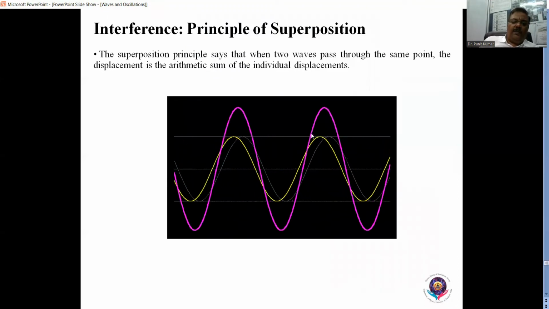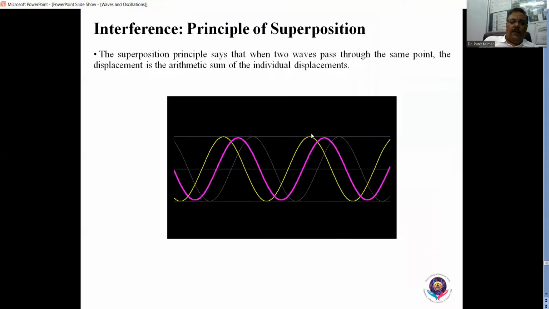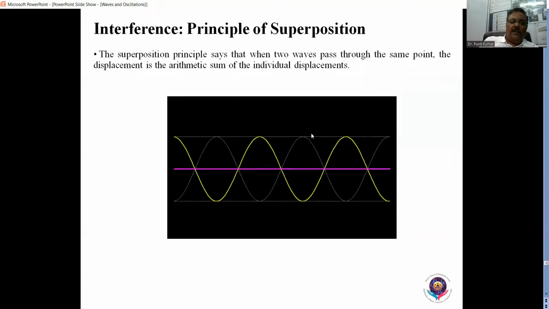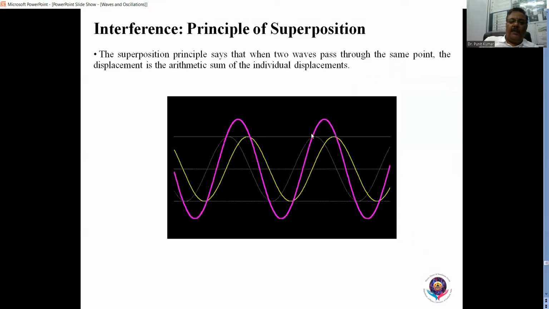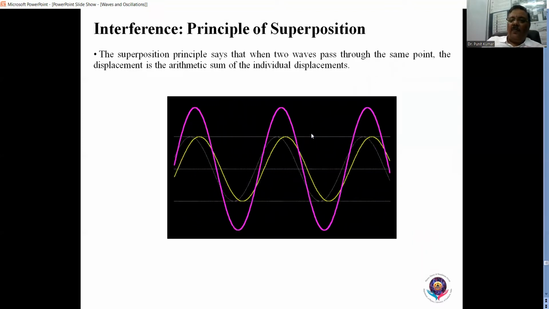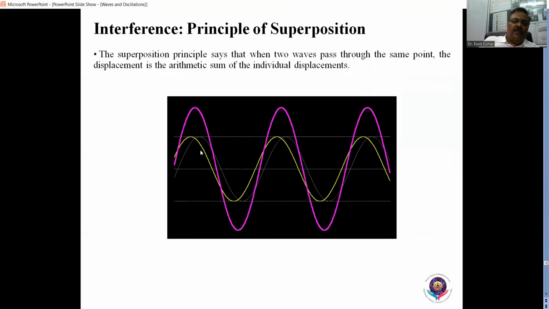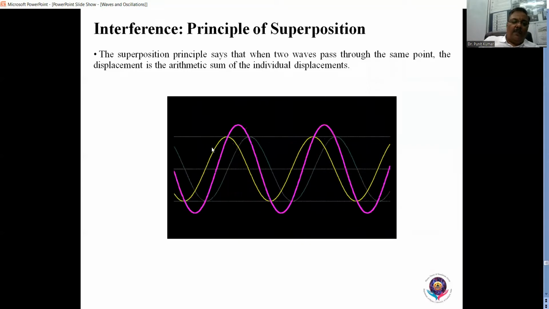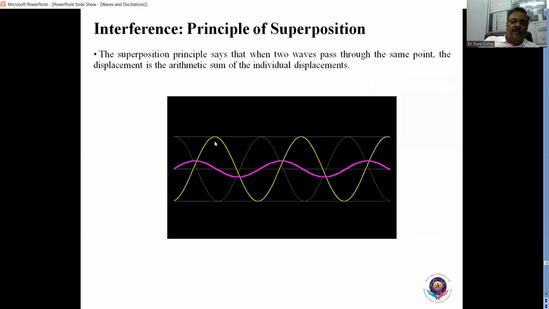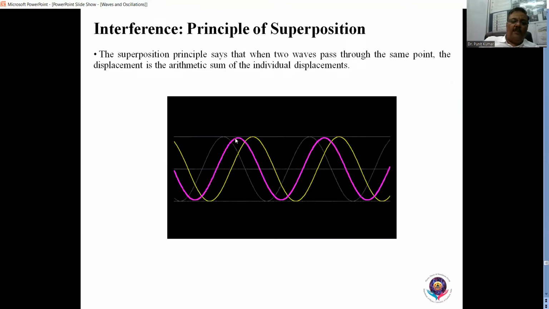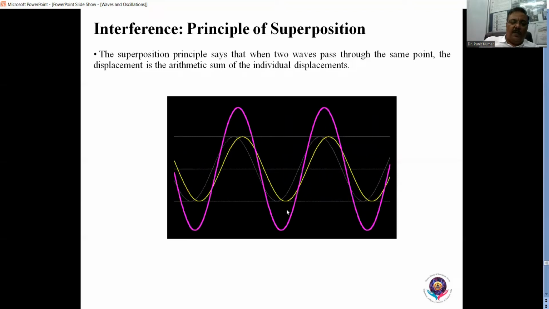When two waves superimpose, that process is called interference. And the resultant displacement is the sum of the displacements of the two waves. You can see these are two waves. At the point where their maxima superimpose, it becomes maximum. When their minima superimpose, there is a minima here.